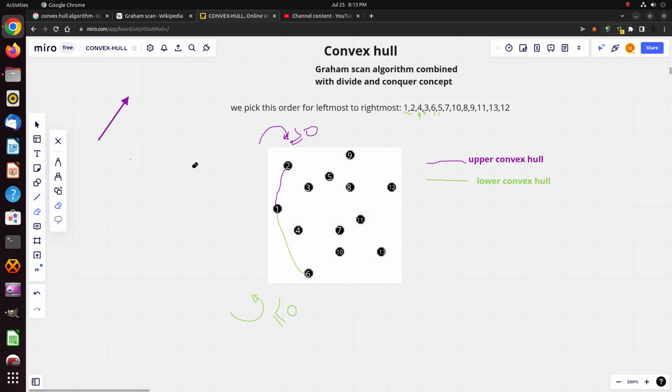The rotation of 5 with respect to 1, 2 is positive, so we can add 5 to the upper hole 1, 2. Now 5 to 1, 6, the lower hole. Can we add it? Yes, because the rotation of 5 with respect to 1, 6 is negative.